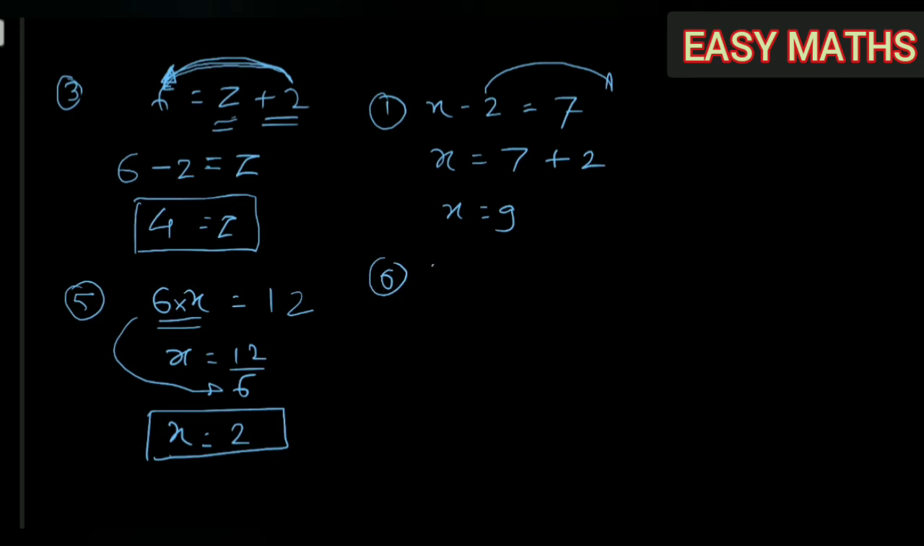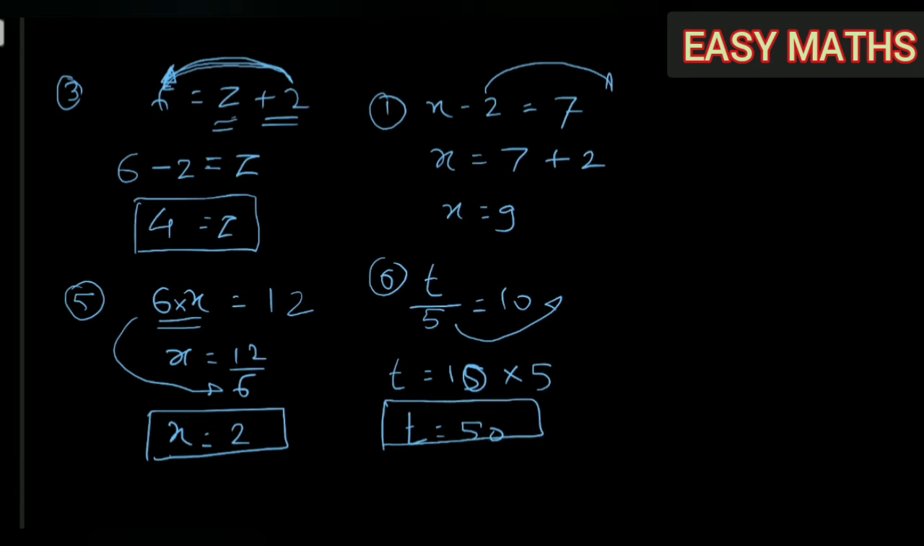So I think now it will be easy for you to guess what we will be doing in the sixth question. This 5 will get to the other side, and it was dividing here, so it is going to go to the other side and multiply. So t is equal to 50. We get the answer. Let's see another question, question number 7.